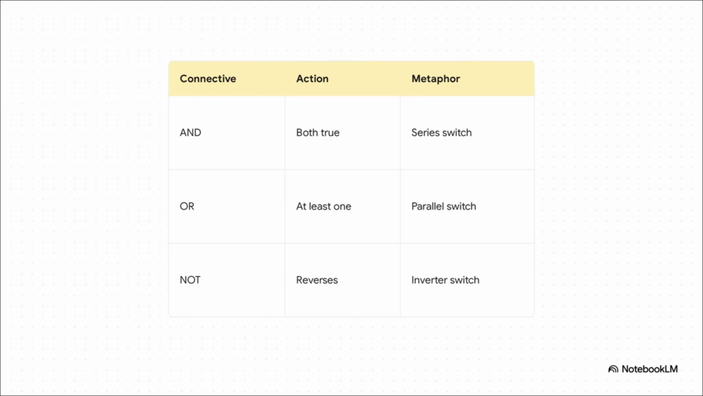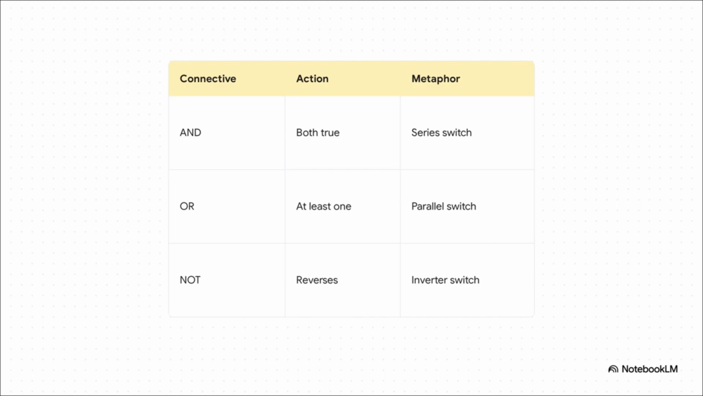The and connective means your output is true only if both inputs are true. Think of it like two physical switches wired in a series. Electricity is only going to flow to the light bulb if both are closed. Then we have the or connective, which means the output is true if at least one input is true. It's like two switches running in parallel. If either one of them is closed, boom, the circuit works.